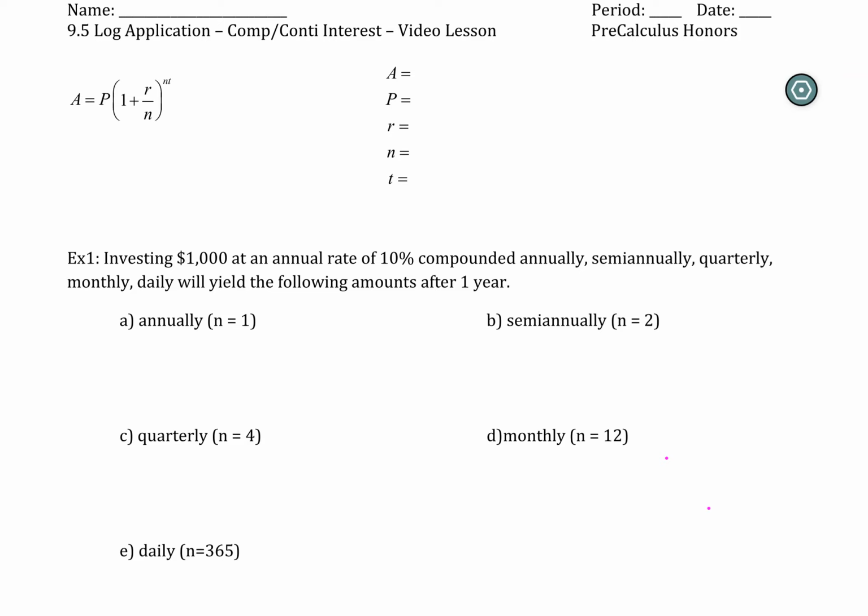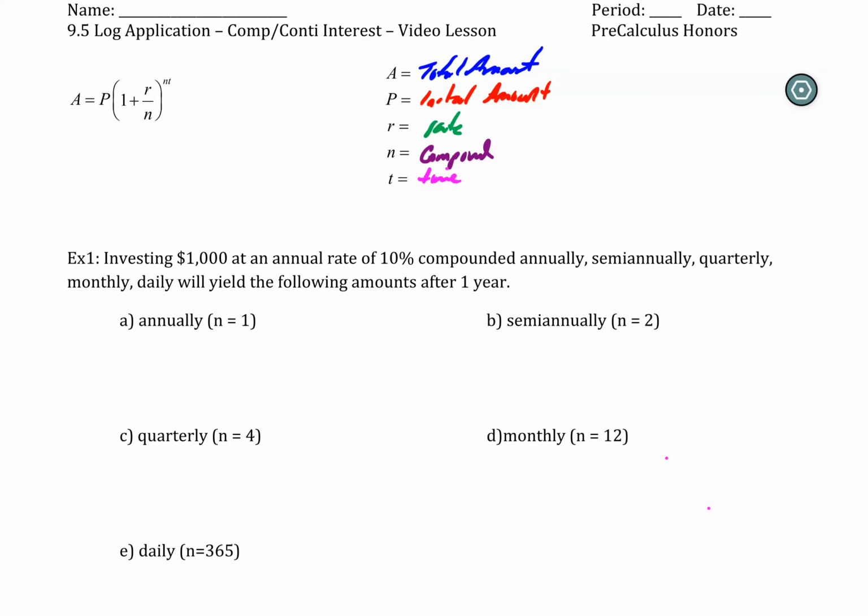Here we're dealing with our compound interest formula. A is your total amount, that's what's going to result from this process. P is the initial amount. R is your rate. N is how many times it is compounded. And T is your time.